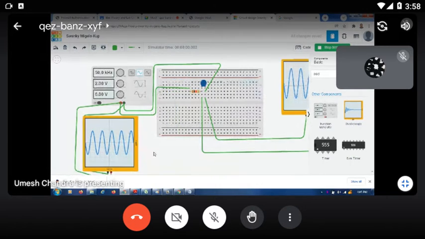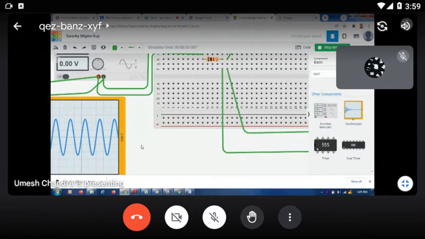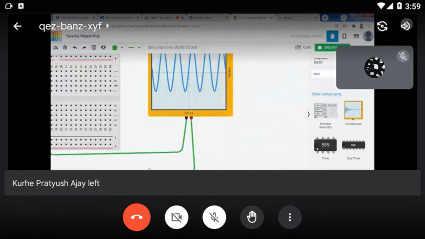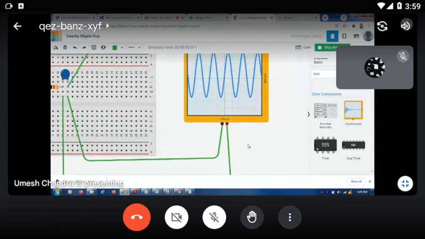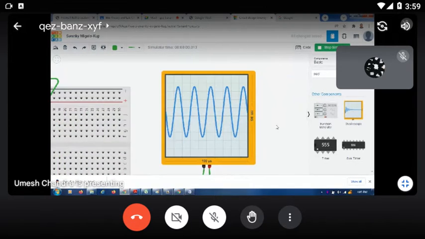Here, now you mark here input. Input is the same, no change in input. 4 volt. Then 0.4, 1, 2, 3, 4, 5, same. And what is your output here? What is your output? Here is 100 millivolt.